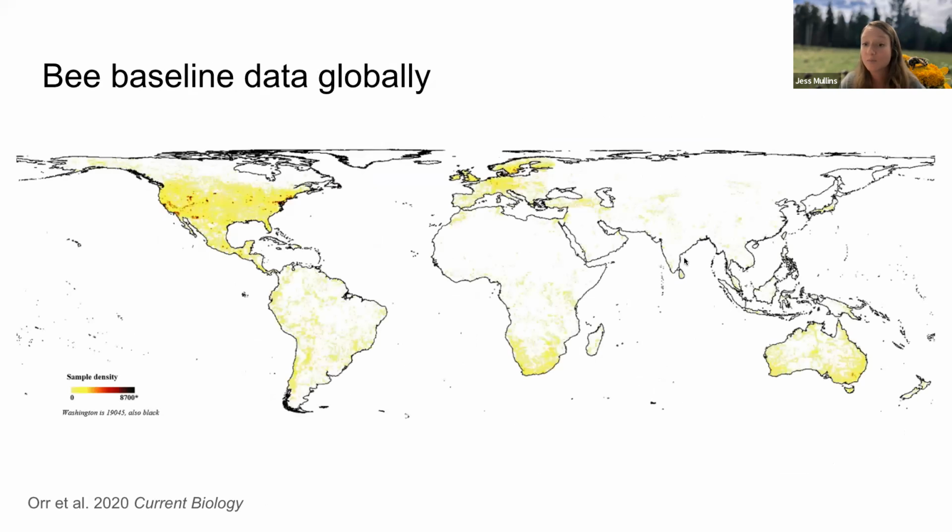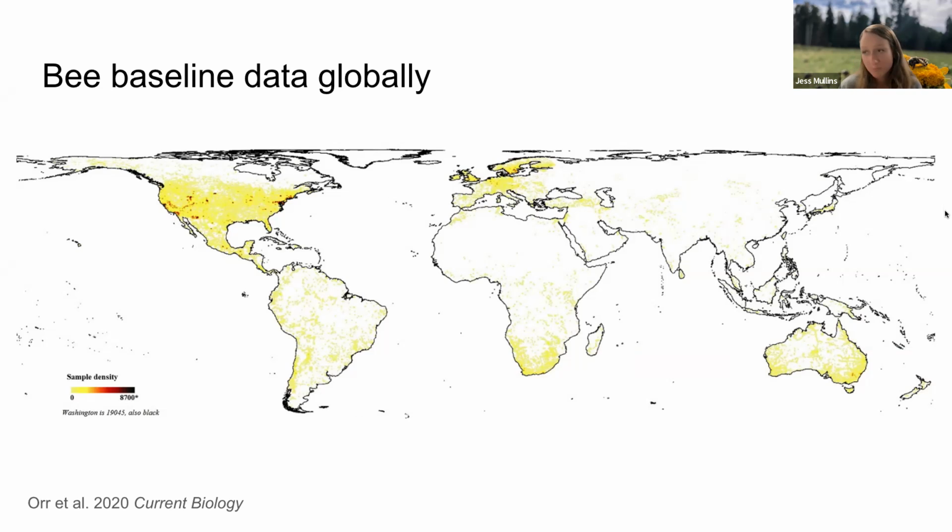And this goes true for bees as well. So this is another piece that looked at what we know about baseline bee data globally, and areas that are yellow show where bees have been studied and sampled at all. Red areas are hotspots, so you might notice some familiar national parks or research stations are really red, where there have been lots of bee research done, but lots of the planet either hasn't digitized their museum records or hasn't looked at all for bees.